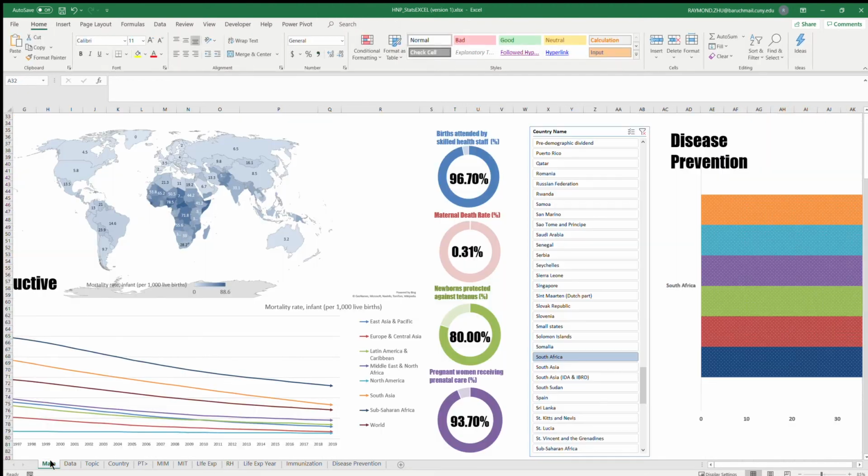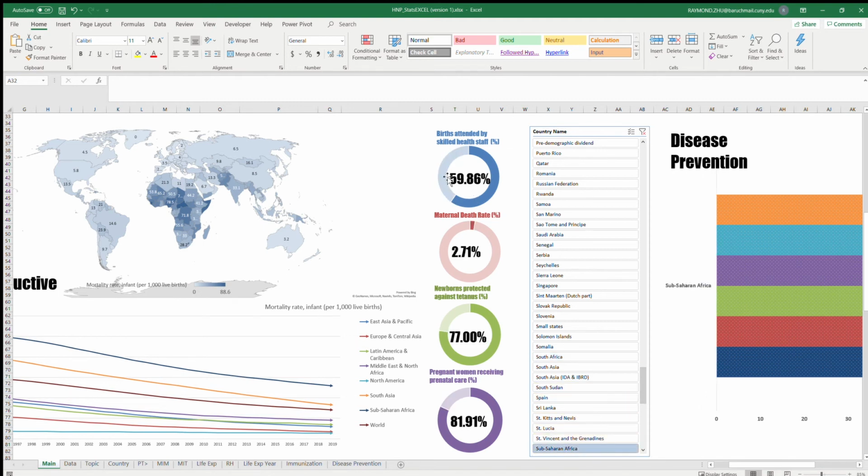So just to give you an example to see why sub-Saharan Africa has such a high mortality rate, you can click on sub-Saharan Africa and you can see that approximately almost 40% of the newborn births are not handled by skilled health staff, and there is almost 3% maternal death in the African area, and around 25% of the newborns do not get the tetanus protection, and a lot of pregnant women don't get the prenatal cares.